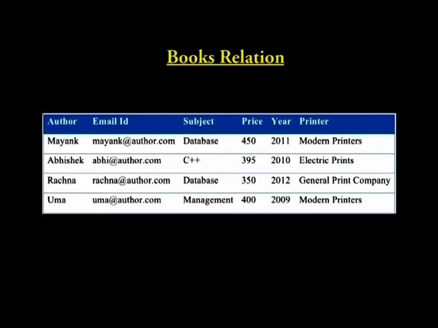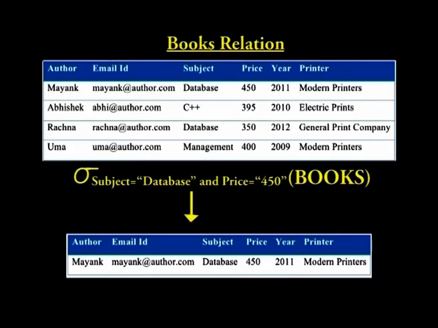For example, look at books relation again. To select those tuples from books relation where subject is database and price is 450, we write the operation as shown on the screen. Now, the output of this operation is those tuples where subject is database and price is 450, and the AND operator will select only those tuples that satisfy both the conditions.